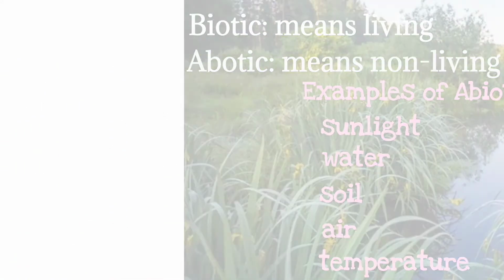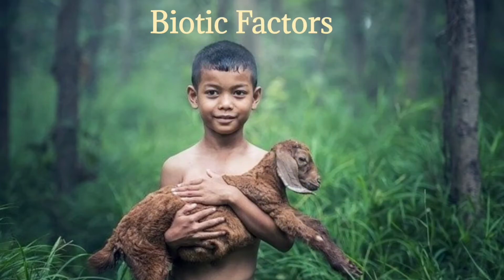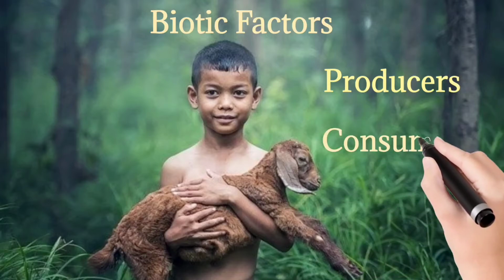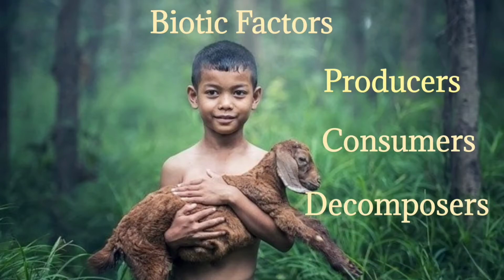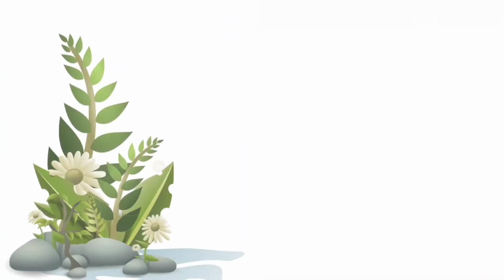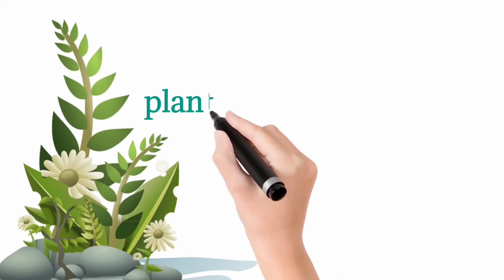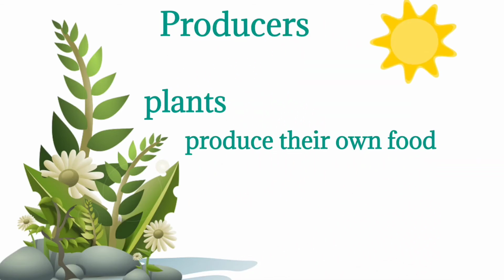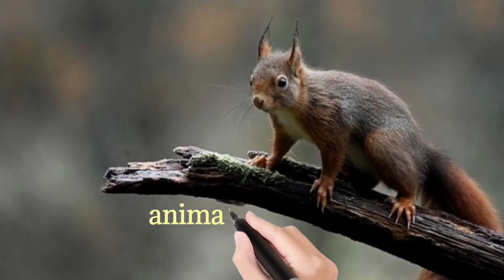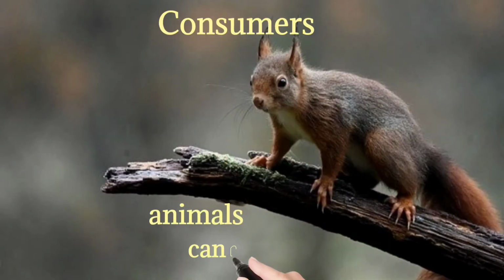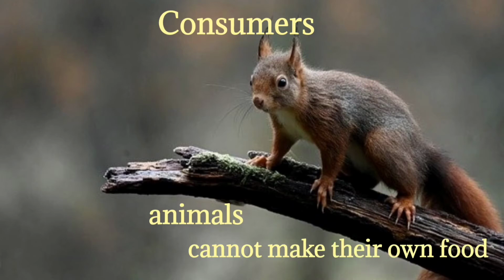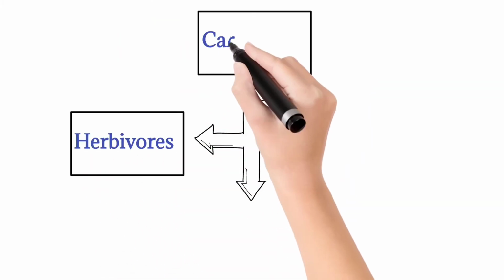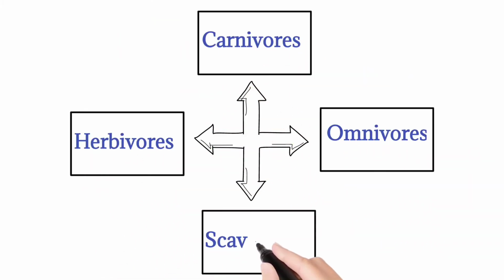The biotic factors can be broadly divided into three categories. They are producers, consumers, and decomposers. Plants are called the producers as they produce their own food using the light energy from the sun. Animals are called consumers as they cannot make their own food, so they eat food that other plants and animals make. The consumers can be further divided into four groups.